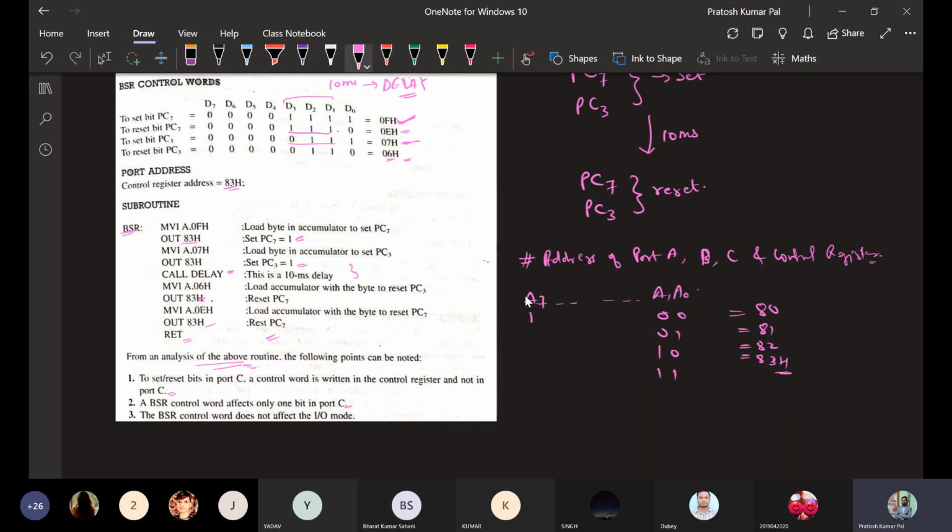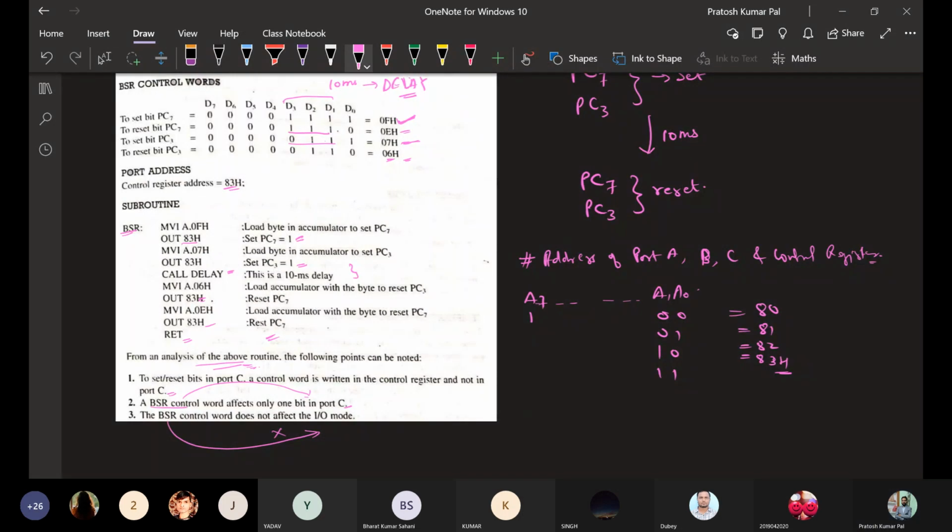Next, the BSR control word affects only the bits of port C. If the 8255 is working in BSR mode, it will only affect the bits of port C. The BSR control word does not affect the input output mode. That means if we have made it work in BSR mode, then BSR mode only decides which port C bits are to be set or reset. If port A and port B are working in input mode or output mode, that will not affect the port A and port B operation.